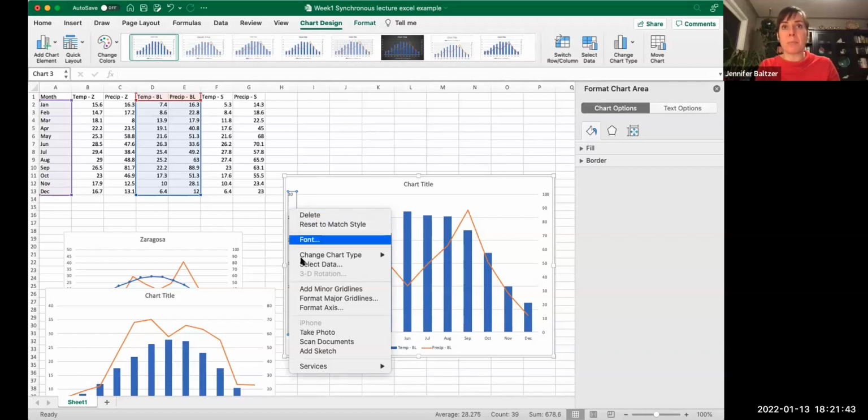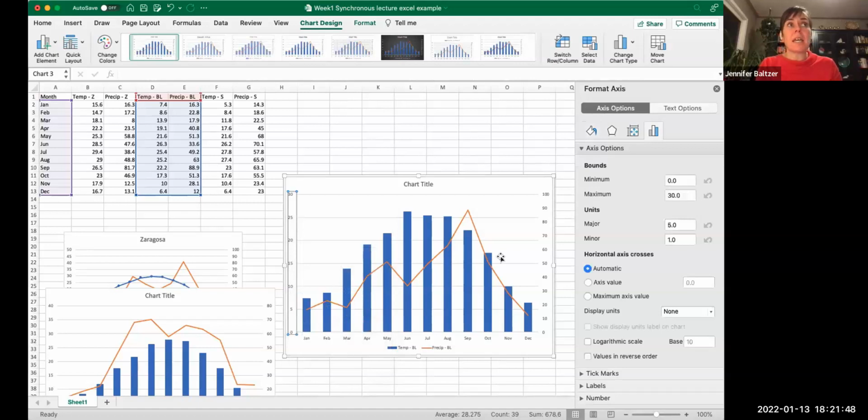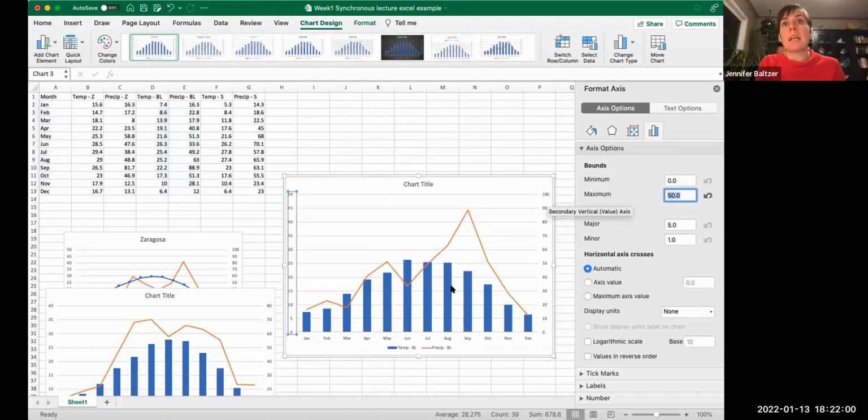That'll pop up in the chat, I'm sure. So format our axis, and Trevor says it's Control. Thanks, Trevor. Format our axis. And because we're at 100 over here, we want this to be half of that. So we're going to put in 50.